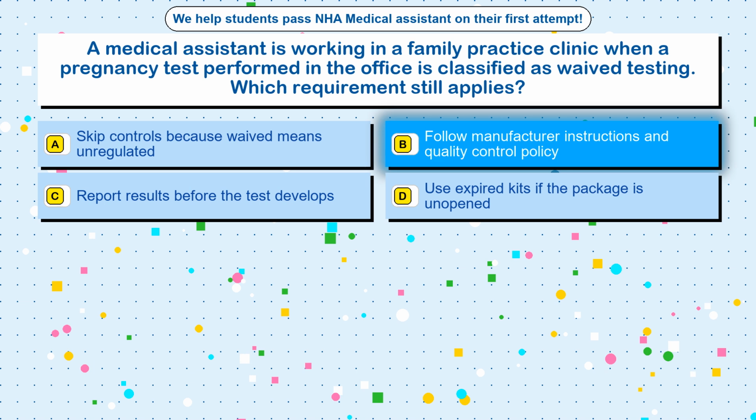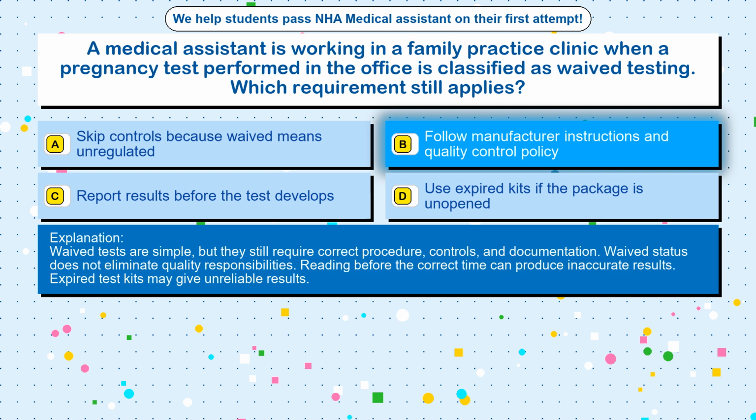The correct answer is option B. Follow manufacturer instructions and quality control policy. Waived tests are simple, but they still require correct procedure, controls, and documentation. Waived status does not eliminate quality responsibilities. Reading before the correct time can produce inaccurate results. Expired test kits may give unreliable results.